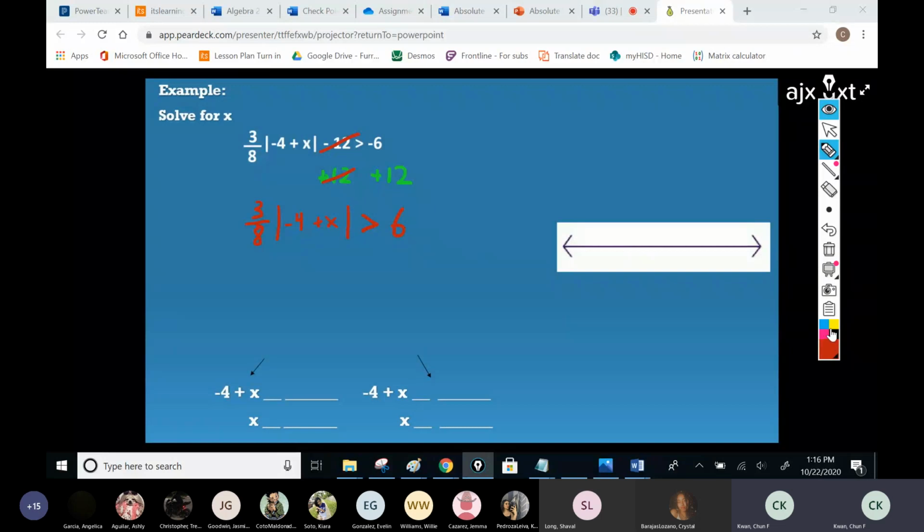All right, now we're going to have to deal with the fraction. The fraction right here, the 3/8, this is what I'm going to do. Just watch very carefully. I'm going to take this whole absolute value thing and put it on the top, right next to the 3. So you're going to have 3 times absolute value of -4 plus x, and then the whole thing divided by 8.